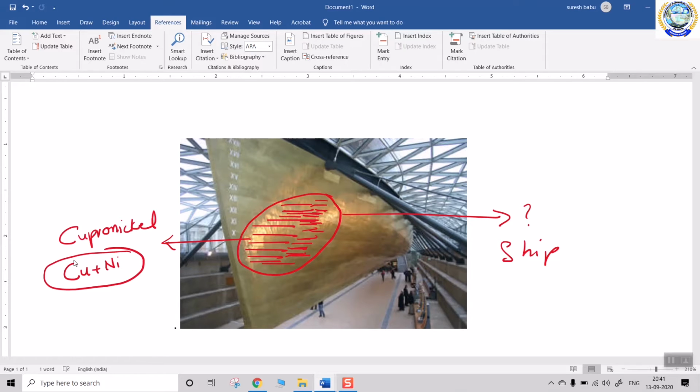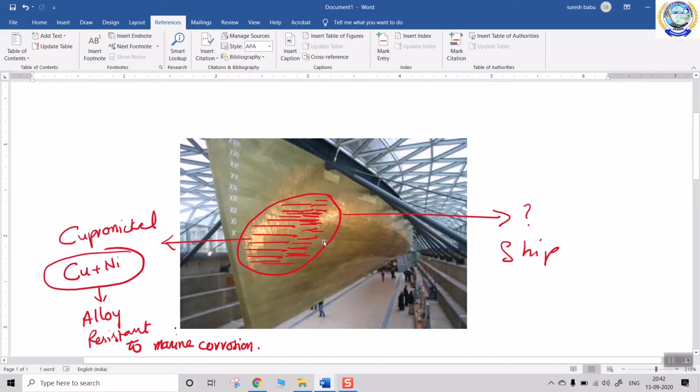Why do we use a combination of two metals? The combination of these two metals gives an alloy. This alloy is resistant to marine corrosion. We know that the sea contains salt water. Suppose you directly use iron to make the bottom surface of this ship, it will automatically corrode very easily. So to stop that corrosion, engineers prepare an alloy which is resistant to marine corrosion.